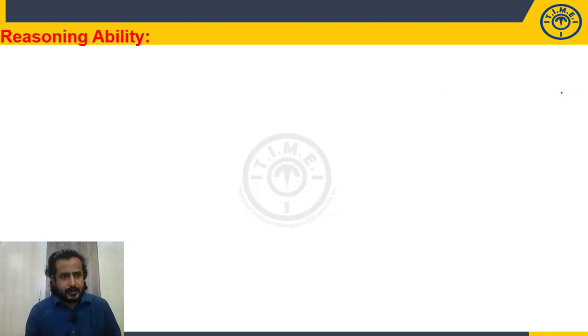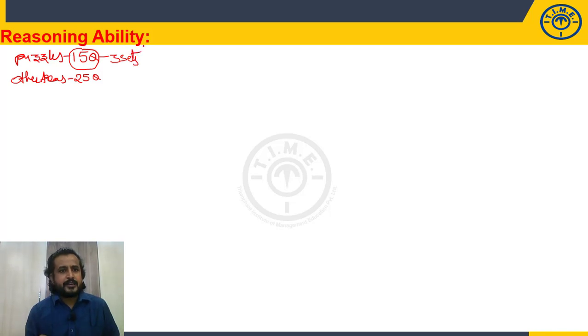Now, in reasoning ability, from the area of puzzles, analytical puzzles, 15 questions are given, and from other areas, 25 questions are given. And again, we are proud to say all these 15 puzzles, nothing but 3 sets, were predicted by us, and all these sets were discussed during the puzzles webinar, which was conducted on 7th September by Time.